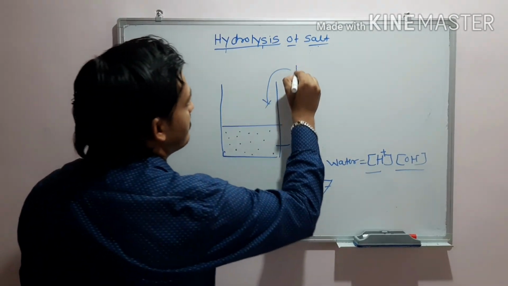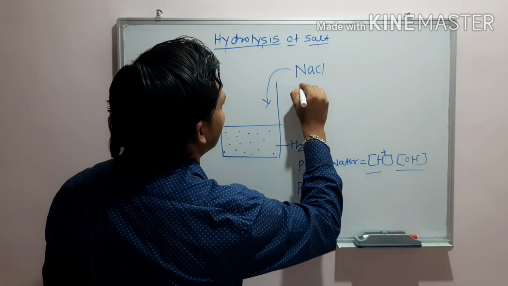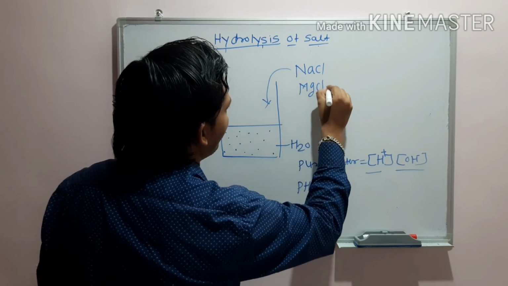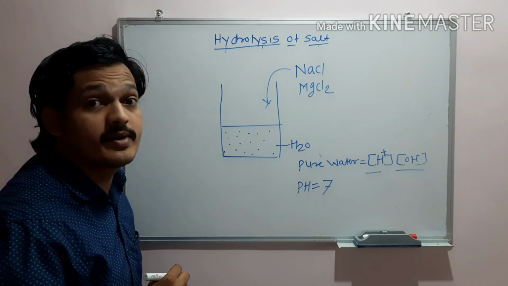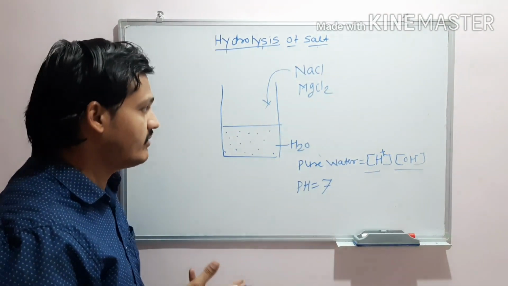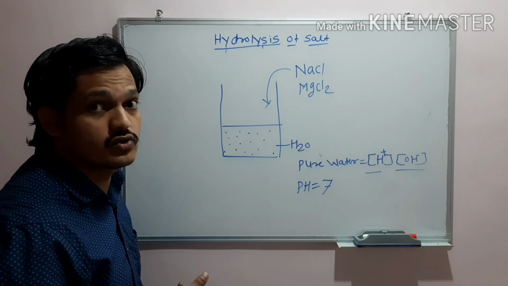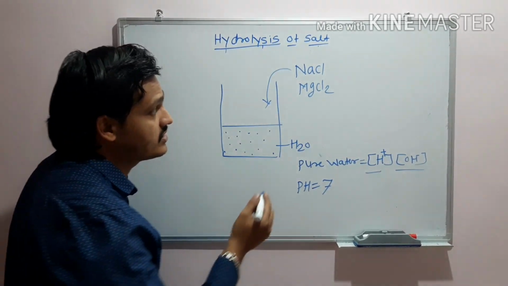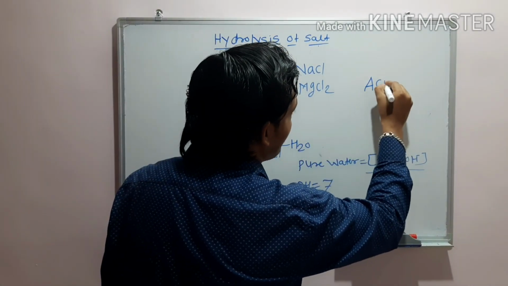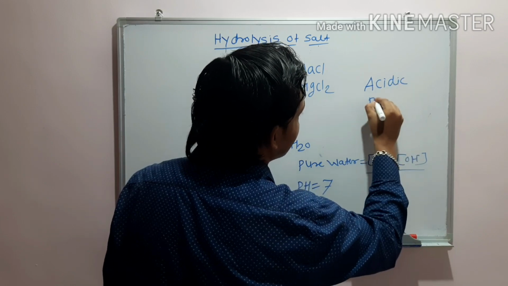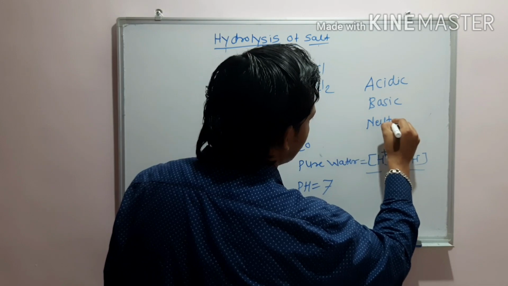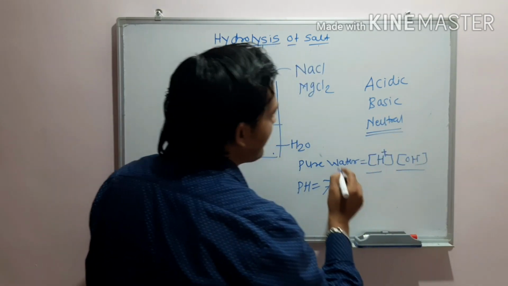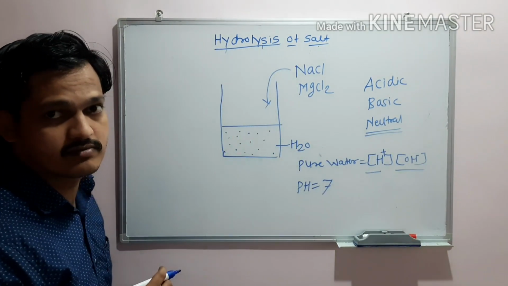Then if I add any salt like NaCl or MgCl2 to the water, the equilibrium is disturbed and the solution turns acidic, basic, or sometimes it may be neutral, depending upon which type of salt I am adding to this water.